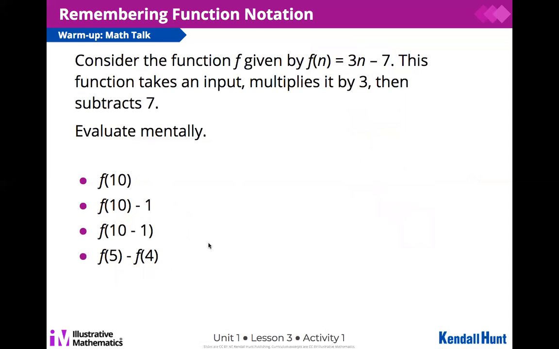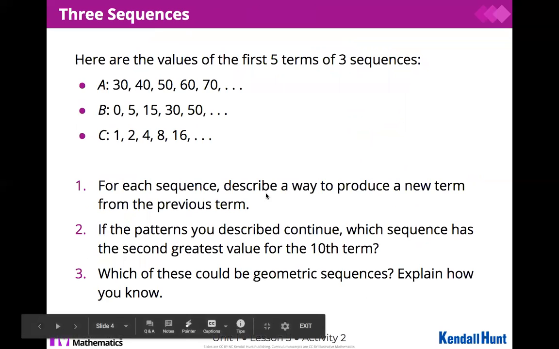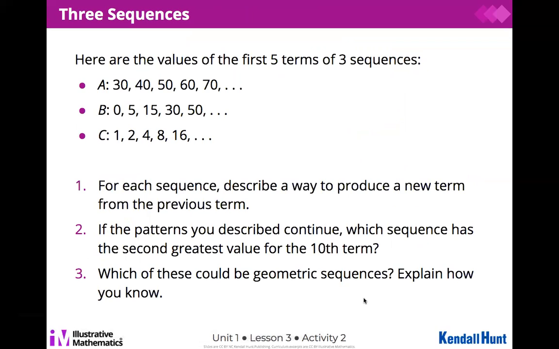All right, let's get back to some actual sequences here. All right, here are the values of the first 5 terms of 3 sequences. We got A, B, and C. I want you guys to take a look at those. For each sequence, describe a way to produce a new term from the previous term. I'm going to give you guys about a minute to take a look at these 3, and on a sheet of paper or on your computer, write down what you think the way you can produce a new term from the previous term would be. So basically a rule. Write down what you think the rule is to go from one term to the next.